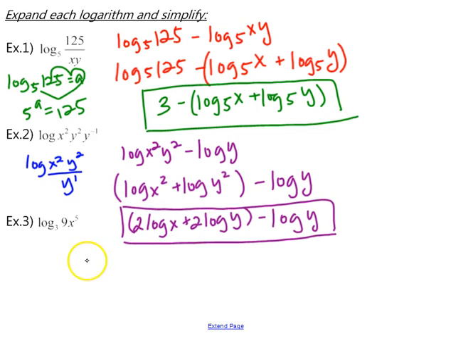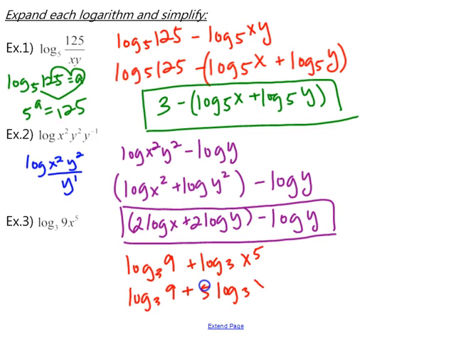Next, let's take a look at example 3. Example 3, we have log base 3 of 9 times x to the 5th. So we do have this exponent, but we want to take care of this multiplication first. So we're going to have log base 3 of 9 plus log base 3 of x to the 5th. Now that we're done dealing with the multiplication, we can bring this exponent down in front using the power rule. So we have log base 3 of 9 plus 5 times log base 3 of x.